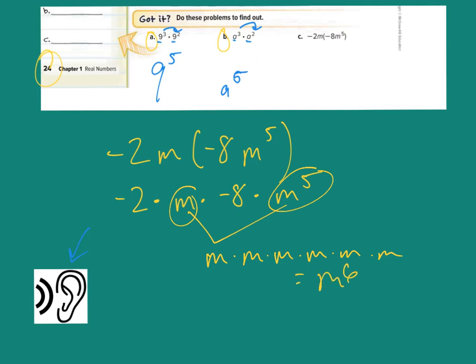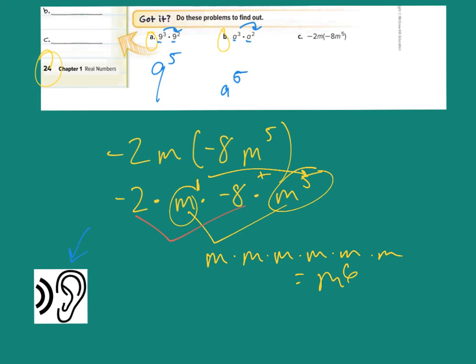Because now I just have 6 m's being multiplied together. So really we were seeing almost like an invisible 1 as our exponent, and then just adding those exponents together. So m to the sixth. Then I still have to keep my other numbers, since I can't multiply them by any m's.